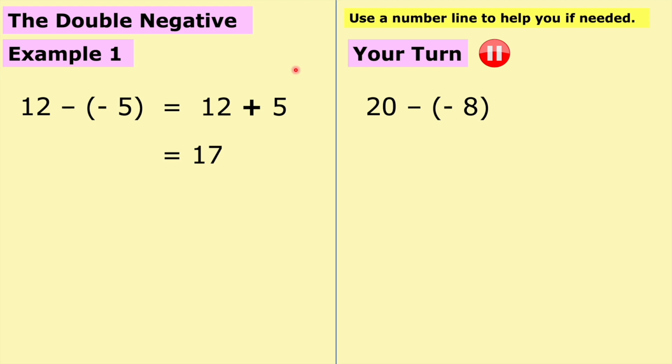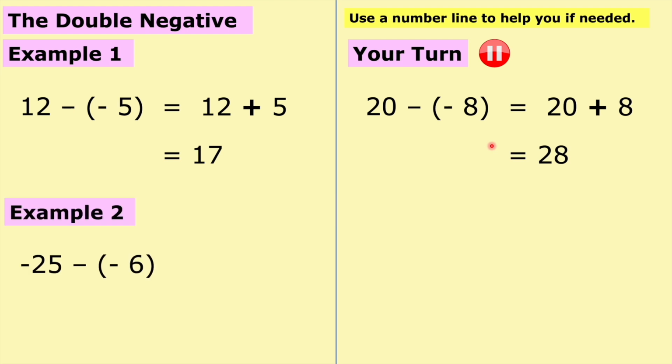Okay, so 20 subtract negative 8. Hopefully you've managed to give this one a go. I'm going to swap out this double negative because if I'm subtracting a negative, it means I'm moving right on the number line, which is the same as adding. So 20 add 8 will give us 28. So well done if you got that. Okay, let's look at another example.